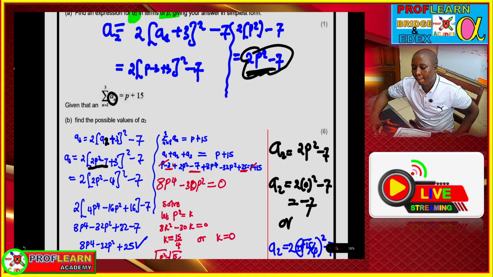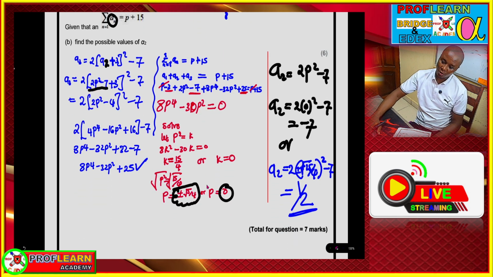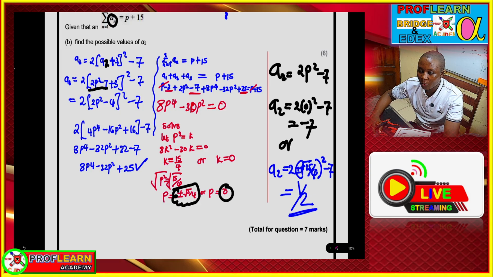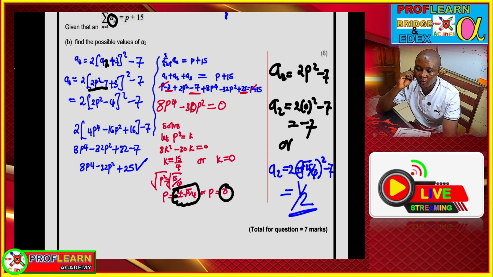Now, if you add all that, we are going to remain with 8P to the power 4 minus 30P squared equals 0. Now we can let P squared be k, then we are going to form a quadratic equation at that point. So which means that we can now solve that quadratic in terms of k, because if we say P squared is k, then P to the power 4 is going to be k squared. 8k squared minus 30k equals 0. Solving that, you get k equals 15 over 4, or k equals 0.